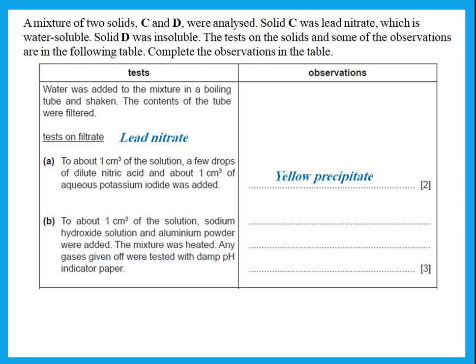To about 1 centimeter cubed of the solution, sodium hydroxide and aluminium powder were added. Now ask yourself, this is a test for what? Sodium hydroxide with aluminium powder is the test for nitrate, and I do have nitrate. So what am I supposed to get? A pungent smell, because a gas comes out, which is ammonia. Bubbles of gas that turn damp pH paper or damp litmus paper blue. He says pH indicator paper. It's the same as litmus paper or universal indicator paper.